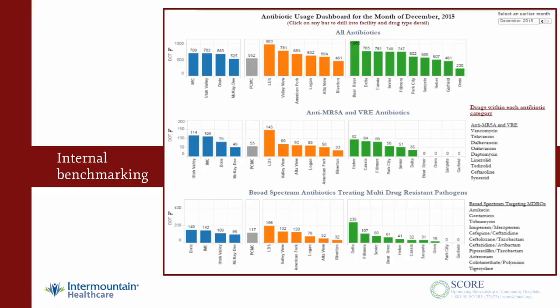Here is an example of our central data that we provide to all of our 16 small community hospital stewardship programs. What you see here is an antibiotic usage dashboard that we provide on a monthly basis that shows the antibiotic usage rates for all antibiotics and then also CDC-defined categories on a monthly basis. These dashboards are fully transparent, and one hospital can see the antibiotic usage rates of other hospitals.